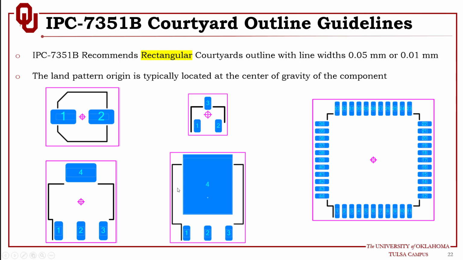And here you see the IPC 7351 recommends a rectangular courtyard, as you can see in here. It's just a rectangle around the component, outline with line width 0.05 millimeter or 0.1 millimeter. The land pattern origin is typically located in the center of gravity of the component. It's always in the center. This is according to the 7351B.